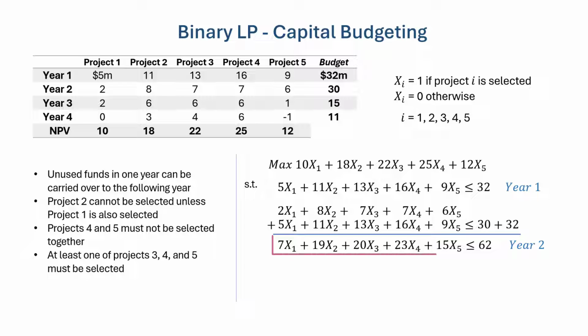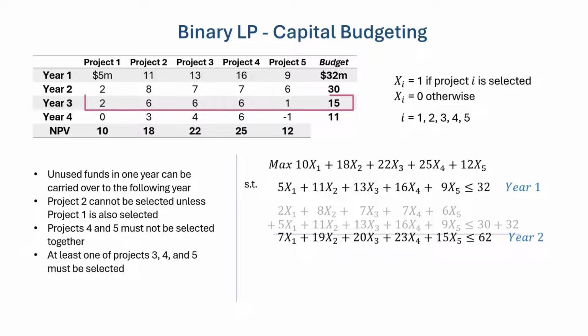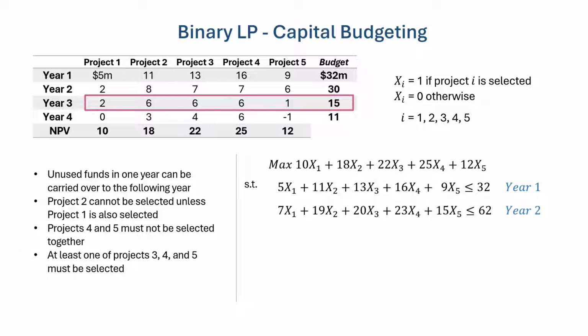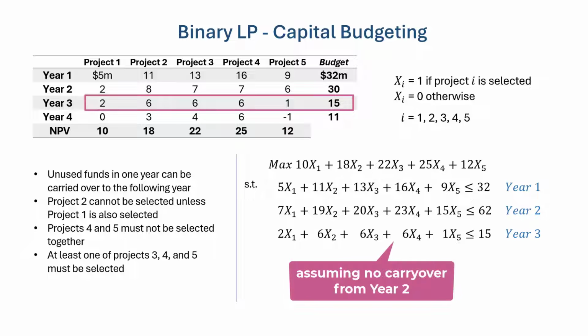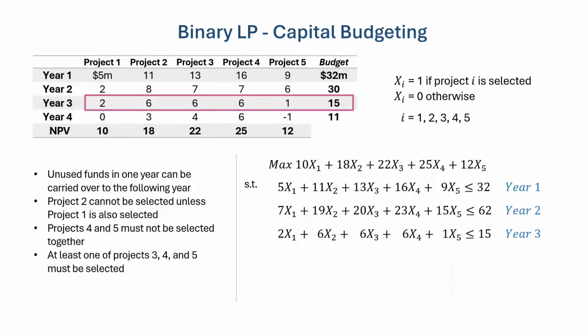Observe that each coefficient of this year 2 constraint is simply the sum of year 1 and year 2 outlays for each project, and the right-hand side is the sum of the budgets for both years. Similarly, for year 3, if there is no carryover from previous years, we would have 2x1 plus 6x2 to 1x5 less or equal to 15.